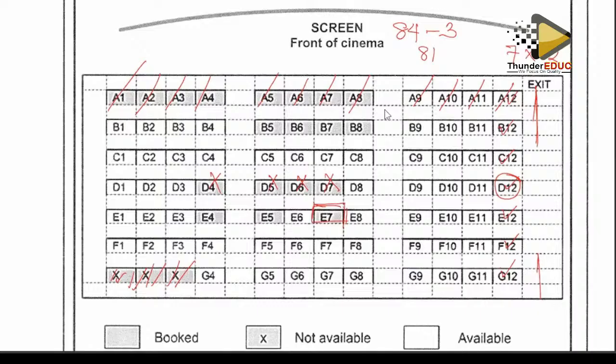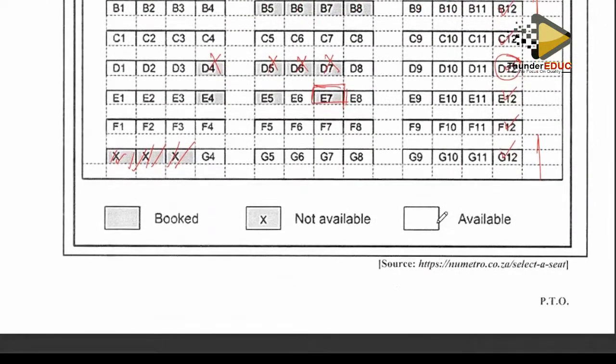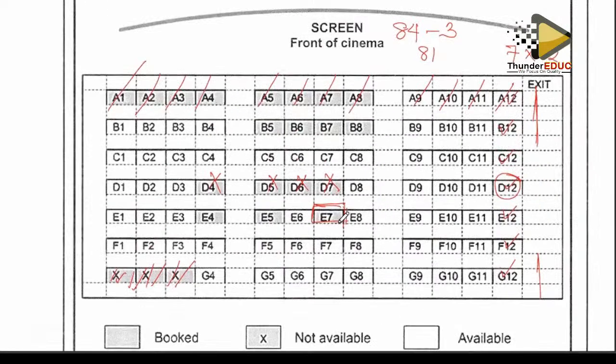Now of 81, how many are occupied? Because the question asks us for available seats, and available seats are the ones that are still blank. X means not available. So we have 81 seats all in all, but minus the ones that are already taken. How many are taken? 1, 2, 3, 4, 5, 6, 7, 8, 9, 10, 11, 12, 13, 14, 15, 16, 17, 18, 19. So we subtract 19. Available seats will be 81 minus 19, so you remain with 62 available seats.